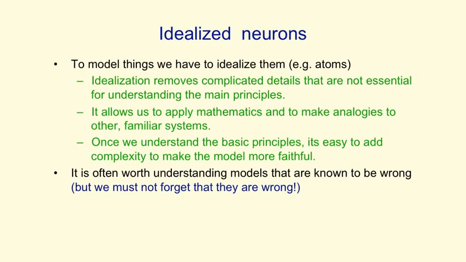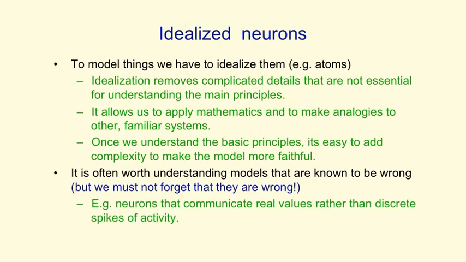It's often worth understanding models that are known to be wrong, as long as we don't forget they're wrong. So, for example, a lot of work on neural networks uses neurons that communicate real values rather than discrete spikes of activity. And we know cortical neurons don't behave like that, but it's still worth understanding systems like that. And in practice, they can be very useful for machine learning.